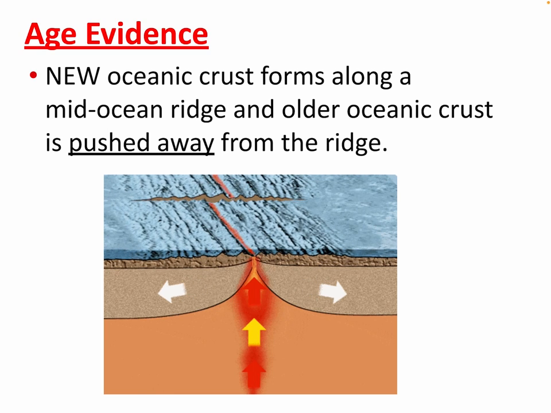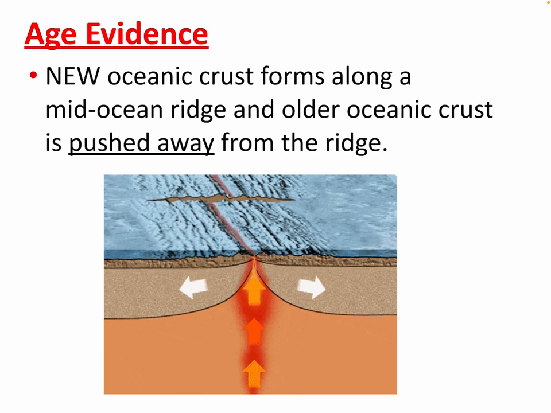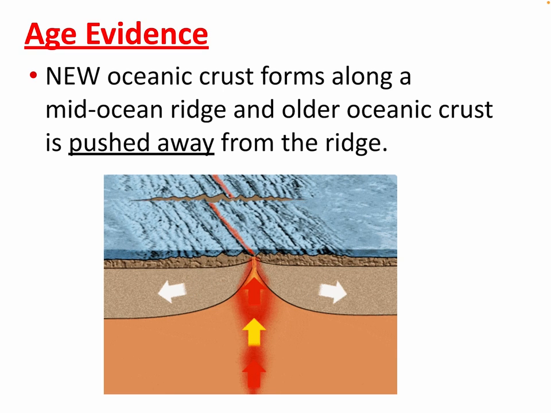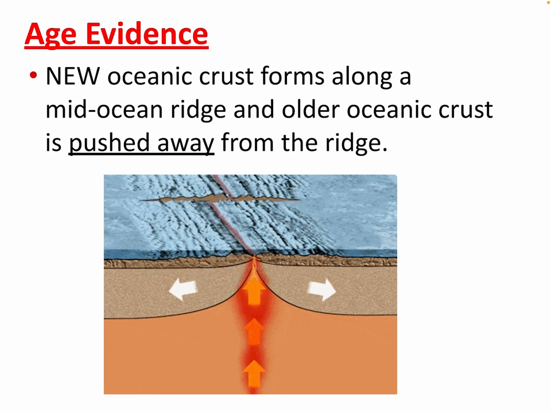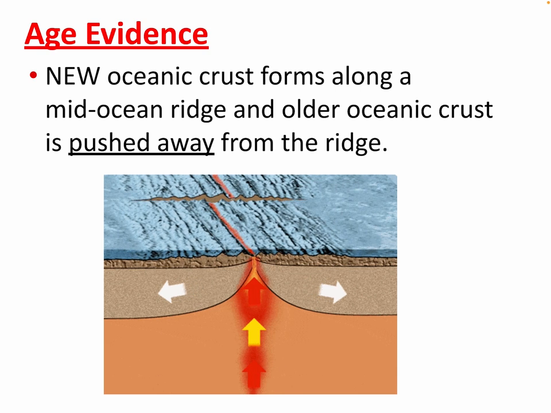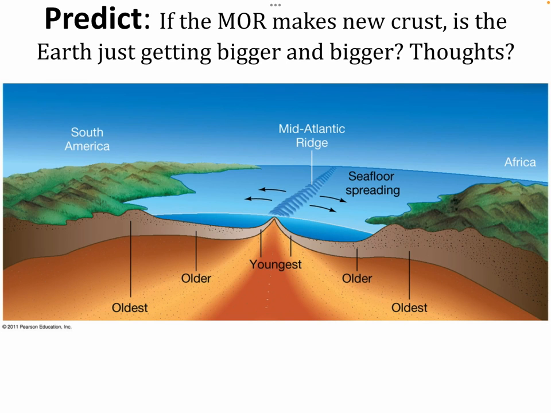Okay, so as new oceanic crust forms along the mid-ocean ridge, the older oceanic crust is pushed away from the ridge. And that would explain that symmetrical pattern that we're seeing. Okay, so prediction: if the mid-ocean ridge makes new crust, is the Earth just getting bigger and bigger?